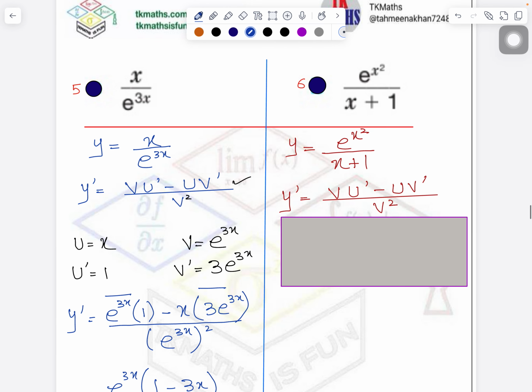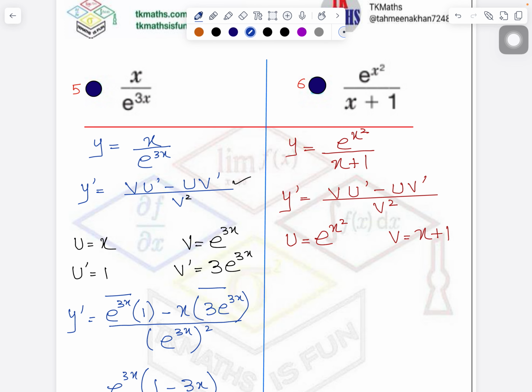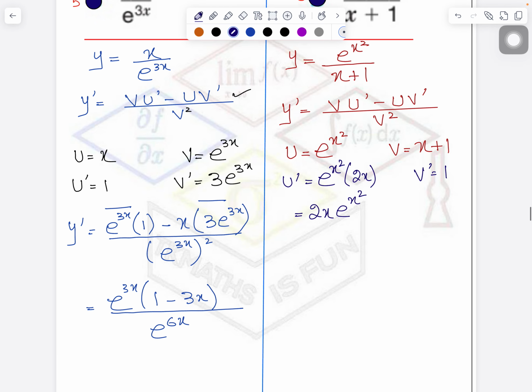Similarly in this one, u is e power x square and v is x plus 1. So let's differentiate this. You know the differentiation of exponential is the same, multiplied by the differentiation of the power. So it will become 2x. So you can write 2x e power x square. And the differentiation of x plus 1 will be 1. So now let's substitute in the formula.